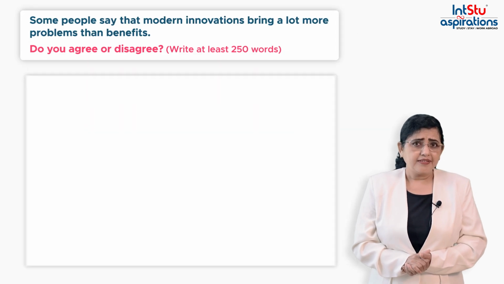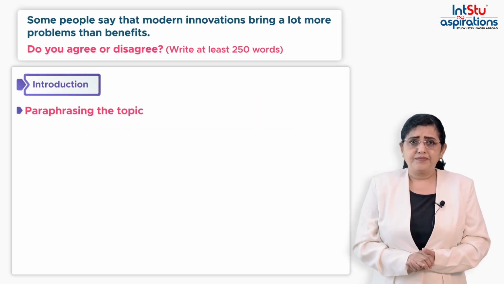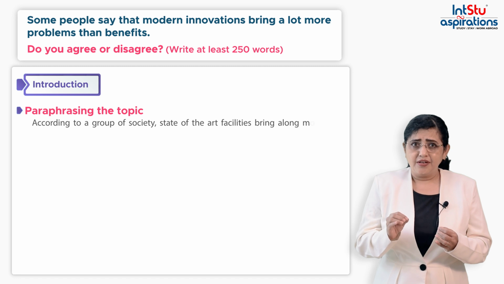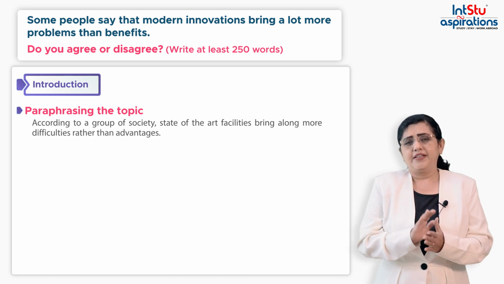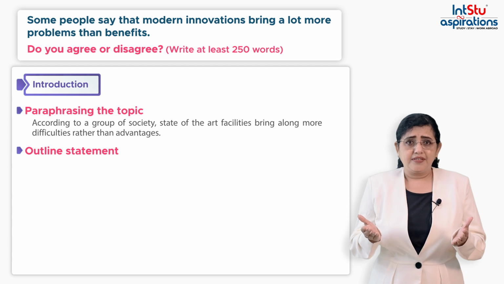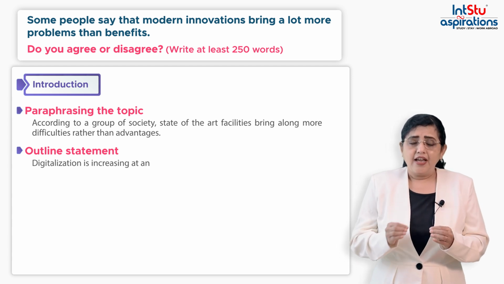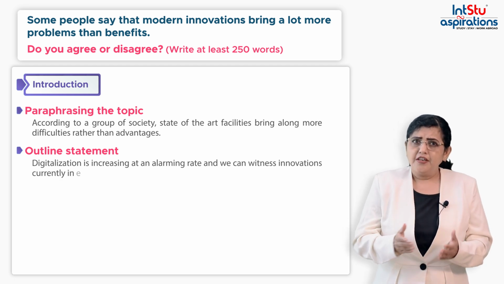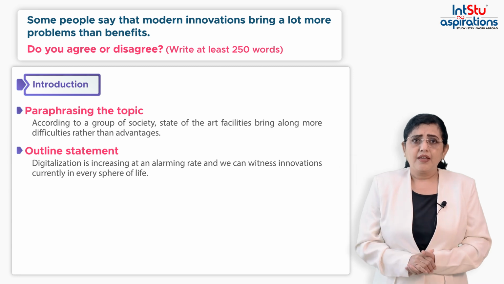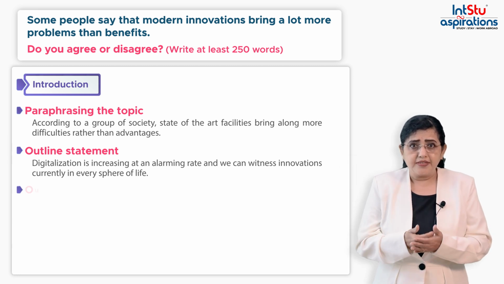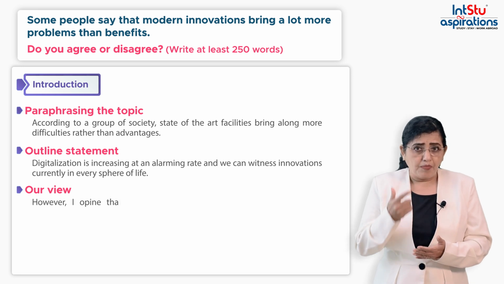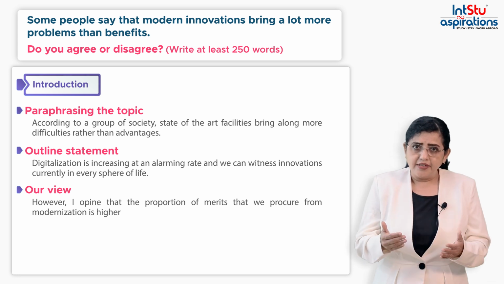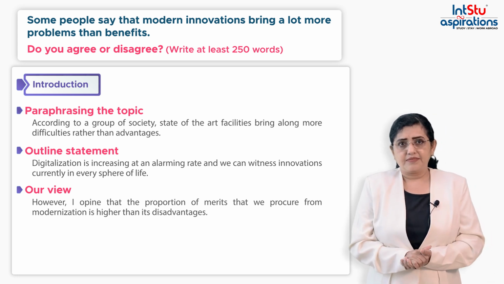So, ready? Let's paraphrase the topic. According to a group of society, state-of-the-art facilities bring along more difficulties rather than advantages. Next is the outline statement. Digitalization is increasing at an alarming rate, and we can witness innovations currently in every sphere of life. And last is the place to present our view. However, I opine that the proportion of merits that we procure from modernization is higher than its disadvantages.